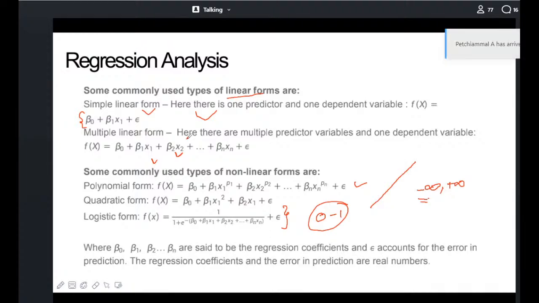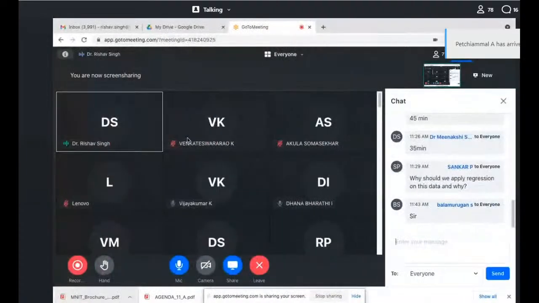So there are two forms of regression. Am I clear, Shankar? And other guys, any other doubts? Then I'll move to classification.